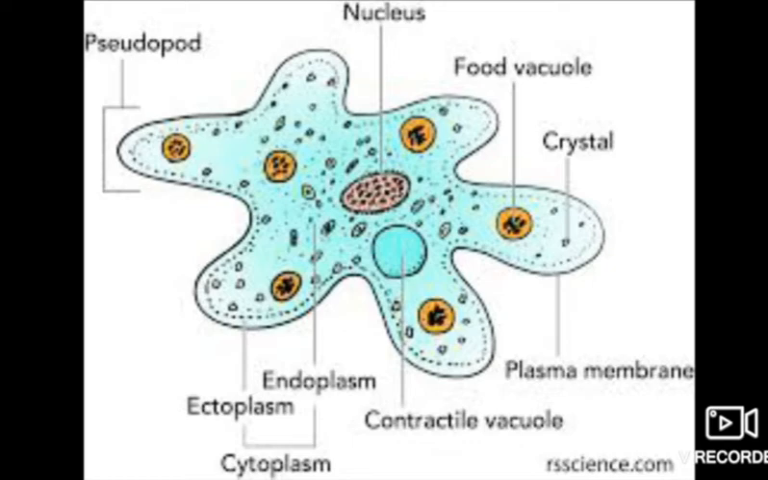nutrition in animals, right? So 5 stages we studied. What are they? Ingestion, digestion, absorption, assimilation and egestion. What is ingestion? The intake of food into the body is called ingestion. Then the second stage is digestion. What is digestion? The breakdown of food into simpler substances is called digestion.